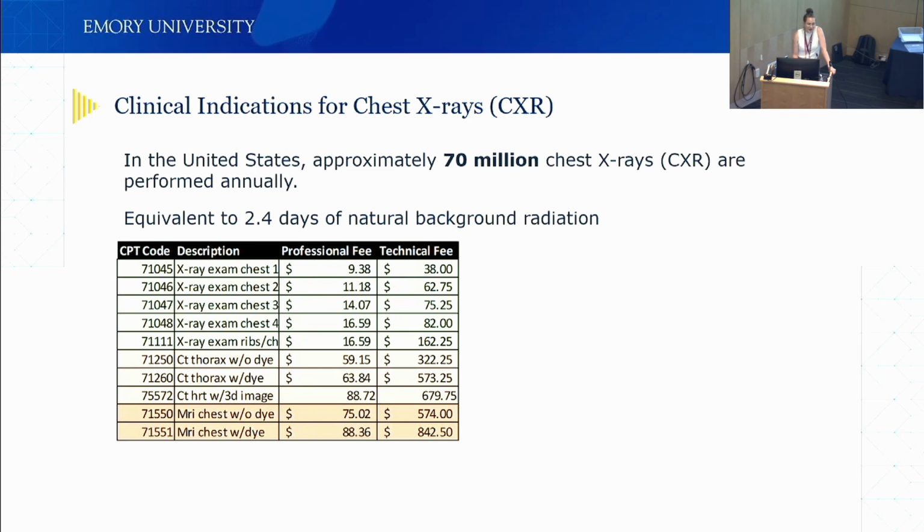This is from our pay registry. So you can see these are all X-rays. This is 1 view, 2 view, 3 view, 4 view. The max you pay is around $100. If you look at CTs or MRIs of the chest, they go up to like $1,000. So that's one of the reasons why we like making them.